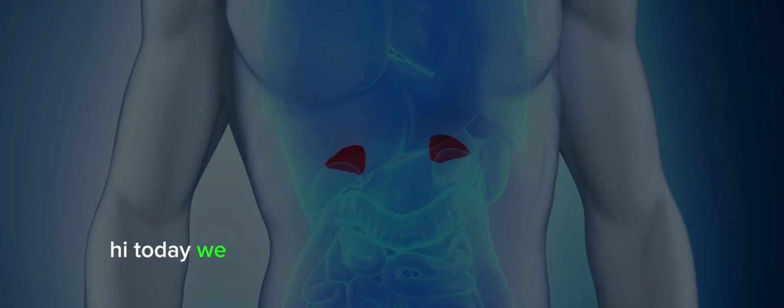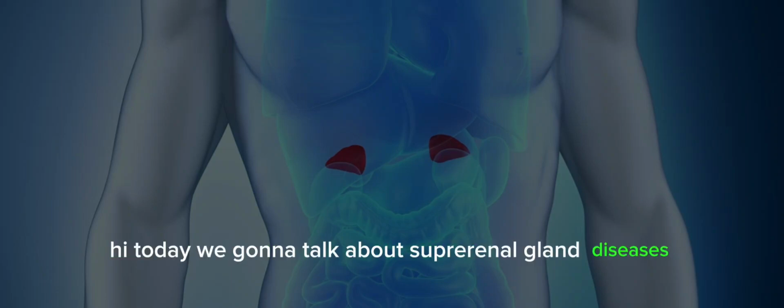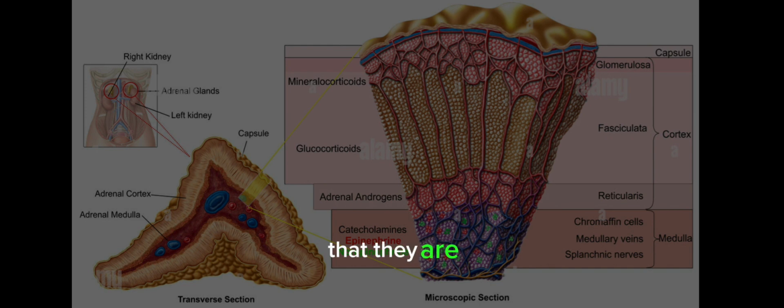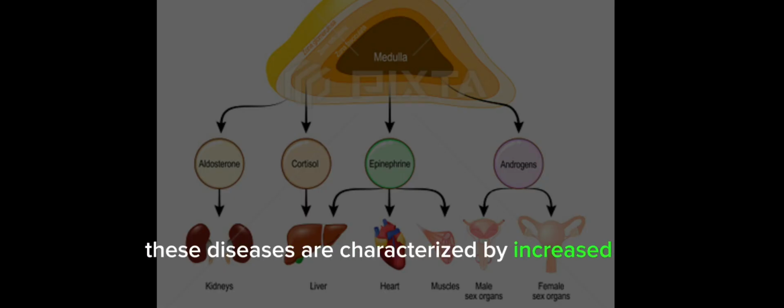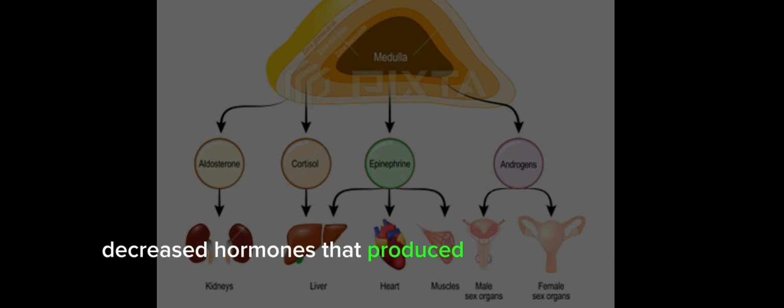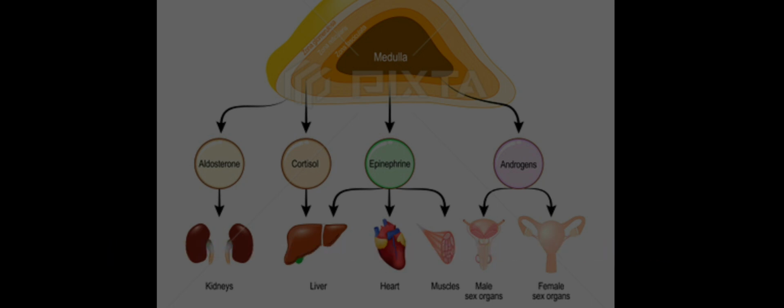Hi, today we're going to talk about suprarenal gland diseases. They are Conn syndrome, Cushing syndrome, adrenogenital hyperplasia, pheochromocytoma, and Addison disease. These diseases are characterized by increased or decreased hormones that are produced by the suprarenal glands.